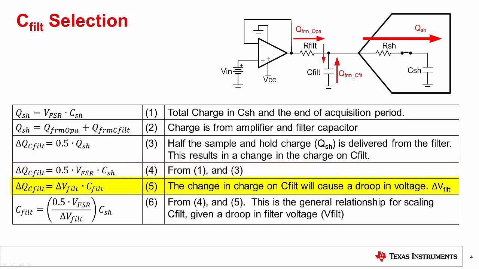Equation 5 applies the general relationship for charge so that we can consider the droop in filter voltage. Equation 6 combines equations 4 and 5. Now, we have a general equation for the filter capacitance based on the internal sample and hold capacitance. In the next slide, we will simplify this equation by applying specific conditions to it.